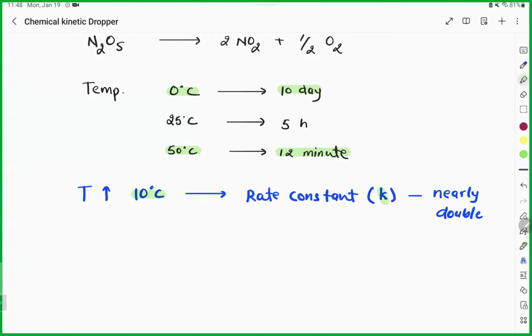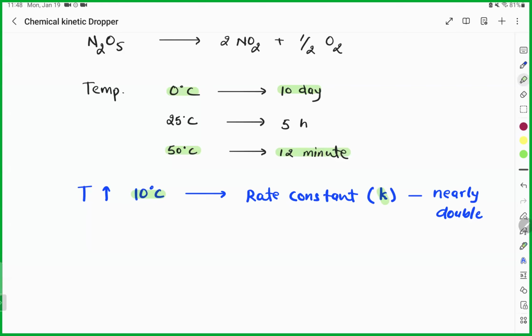Rate constant, not rate. No doubt, once the rate constant becomes double, rate is also increasing. But here we are talking about the rate constant. Only that confusion you can have. You will never miss this key. Increasing temperature by 10 degrees Celsius, the rate constant will become double, not rate.